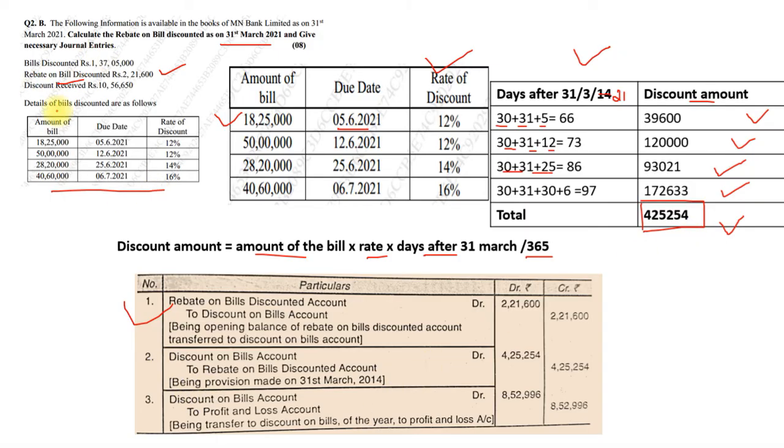So the end amount will be the discount which is received already, that is already given, 10,56,650, plus the rebate of the previous part. The previous year's rebate which is already given in the question, less the current year's rebate or the discount which we have given. So 10,56,650 plus 2,21,600 minus 4,25,254. The balance that you will get will be 8,52,996, and my journal entry will be discount on bill to P&L account.